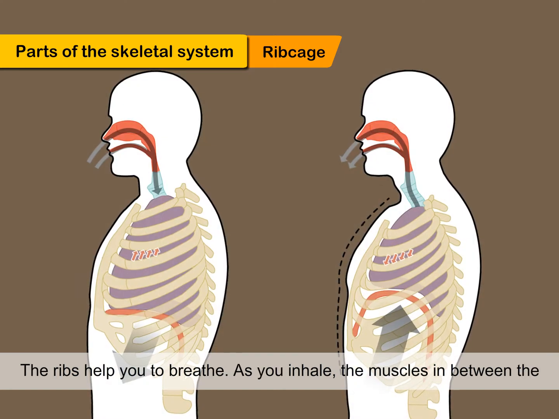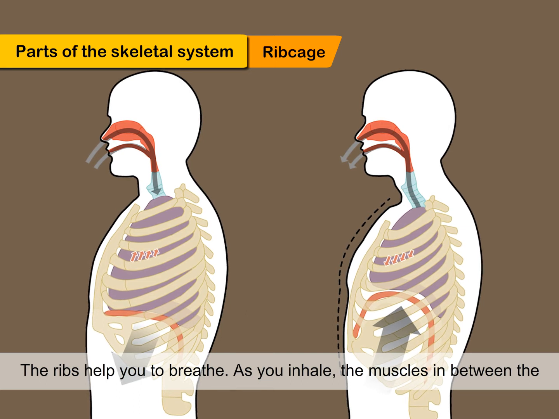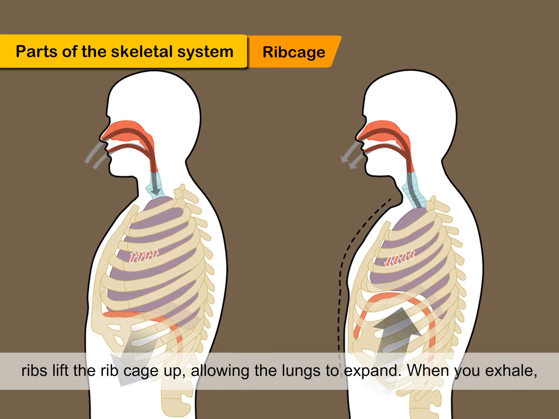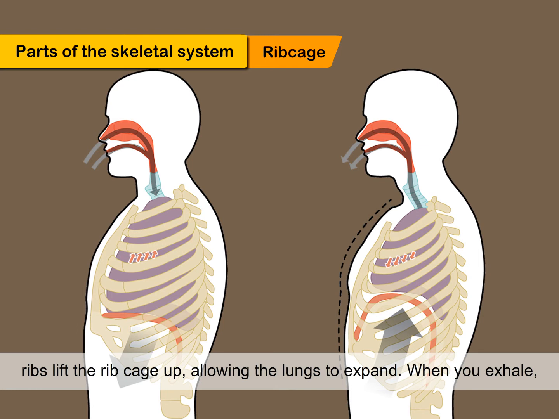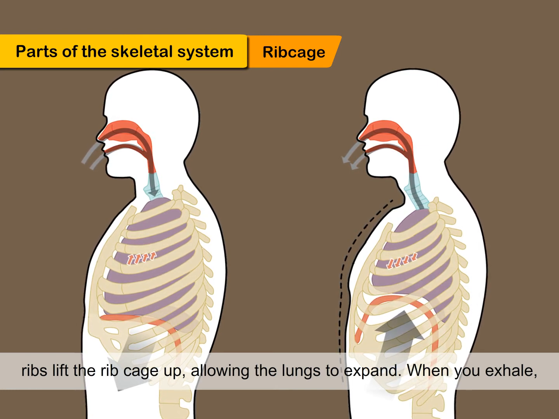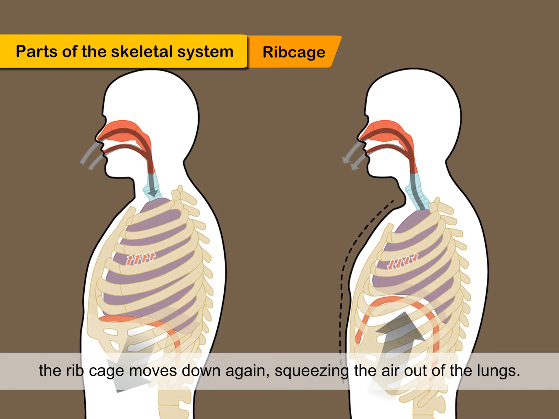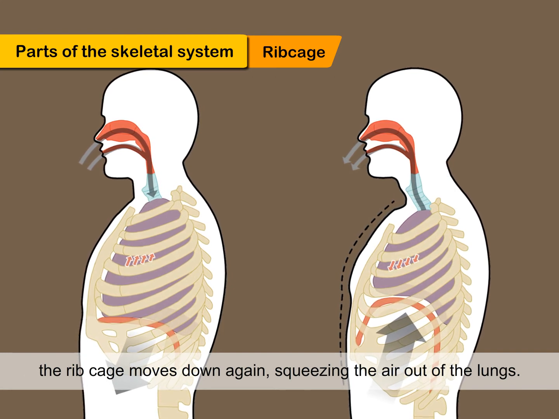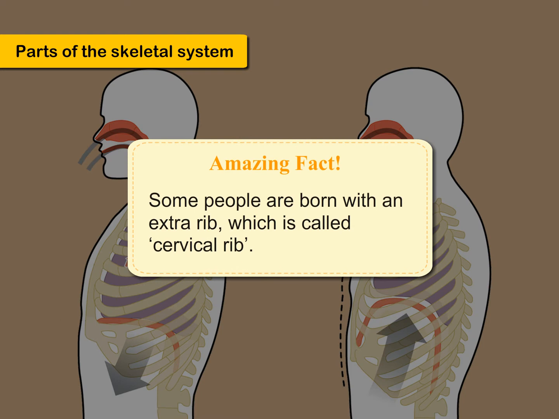The ribs help you to breathe. As you inhale, the muscles in between the ribs lift the rib cage up, allowing the lungs to expand. When you exhale, the rib cage moves down again, squeezing the air out of the lungs. Amazing fact! Some people are born with an extra rib, which is called cervical rib.